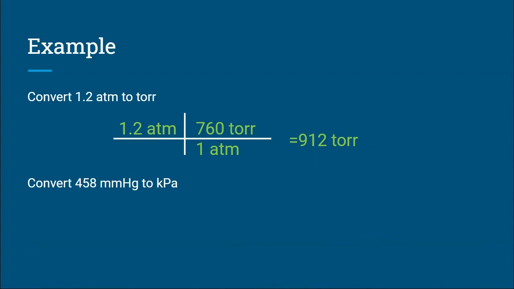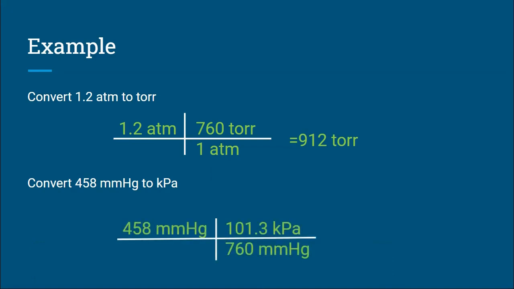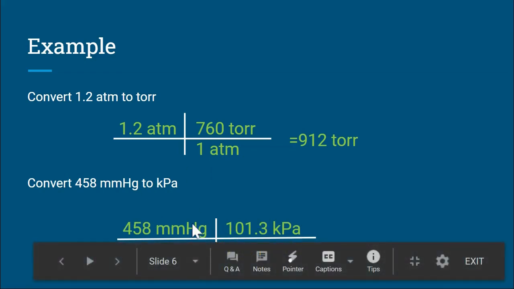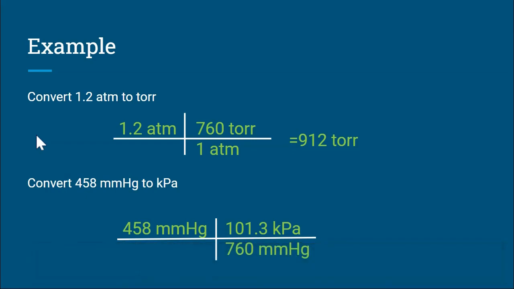The last one, convert 458 millimeters mercury to kilopascals. So if you look back to the conversion factors, 760 millimeters mercury is equivalent to 101.3 kPa. So we plug it in like that with our millimeters mercury going diagonal to each other so that the units can cancel. And then when you multiply across the top, divide by the bottom, you get 61.0 kilopascals. And I was being aware of my sig figs on this one.